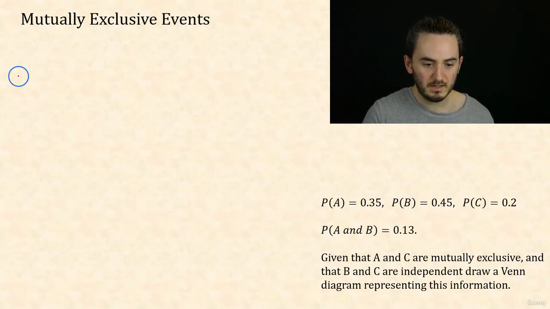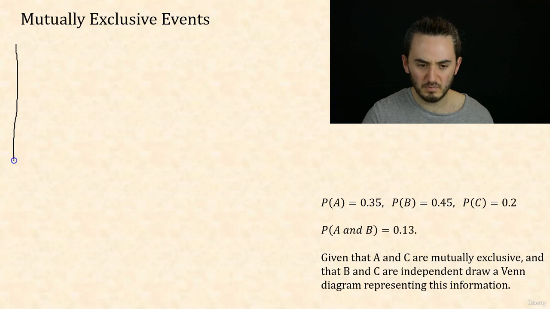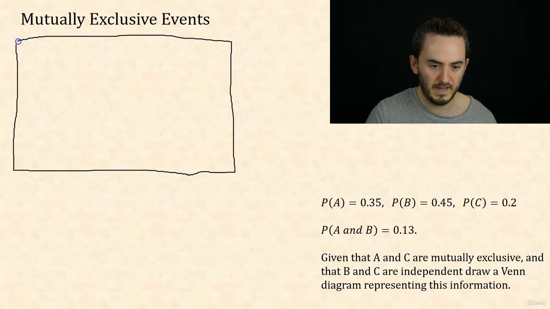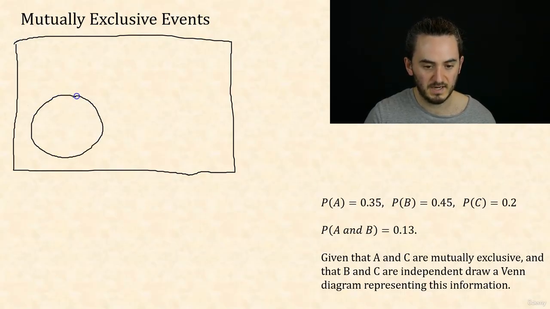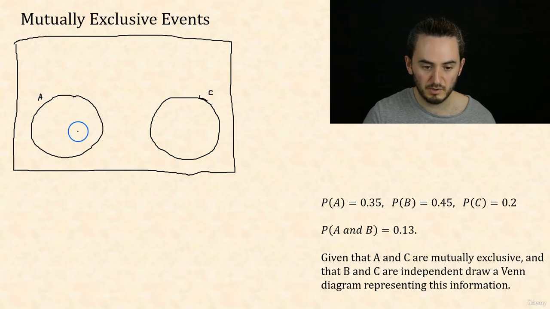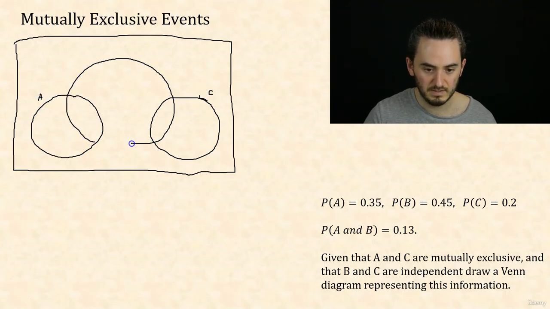Let's start with the mutually exclusive events A and C, because if they're mutually exclusive, it means they have no overlap. So I should start by drawing a couple of regions which don't intersect. So let's have A here and C here. So no intersection there. Now B, as far as we know, could intersect with either of the others. So I'll draw B intersecting like that.